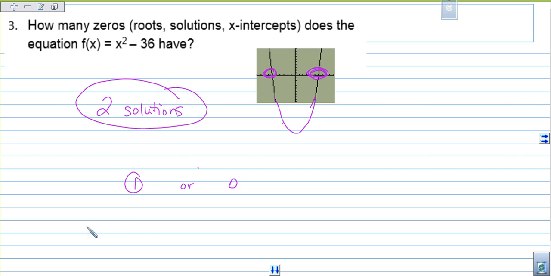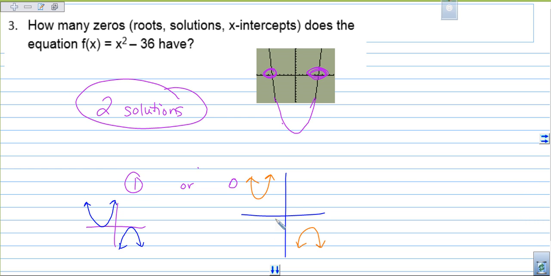Okay, 1 solution, if you have an x graph, would come down and touch the x-axis and then go back up, or vice versa, it would go up, touch the x-axis, and come back down. If it had 0 solutions, it would be off and above the x-axis, or off and below the x-axis, and it would never touch it. So you could have 2 solutions, 1 solution, or no solution.